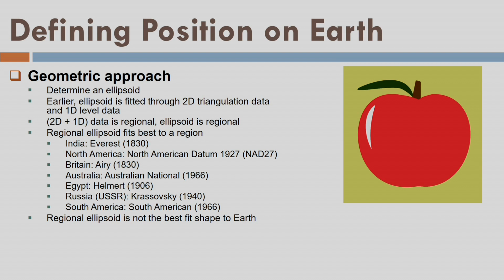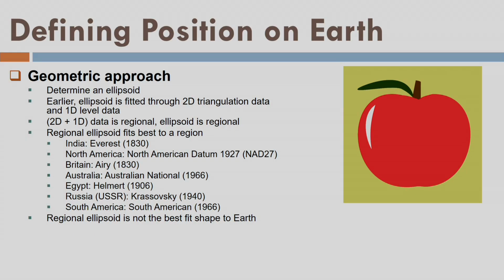Let us come to the geometric approach. The geometric approach says let us fit an ellipsoid, which is a geometric figure, on the given surface of the earth. We have already discussed that we have some regional ellipsoids which are fulfilling the local purposes of a particular continent, country or region. These ellipsoids were fitted using two-dimensional data and one-dimensional vertical data. Again, that was a kind of compromise, but it was the only solution possible in those days, and it is appropriate for a region.